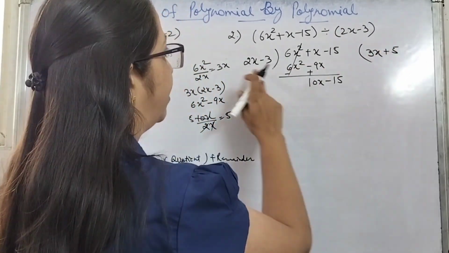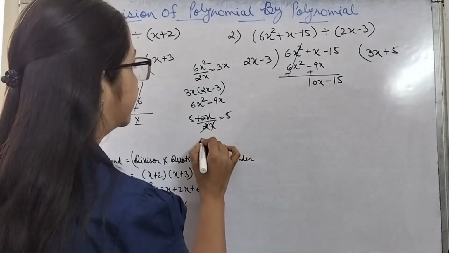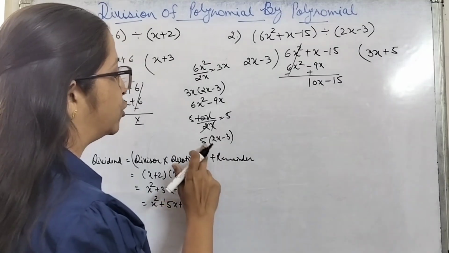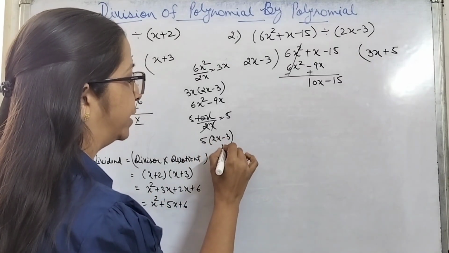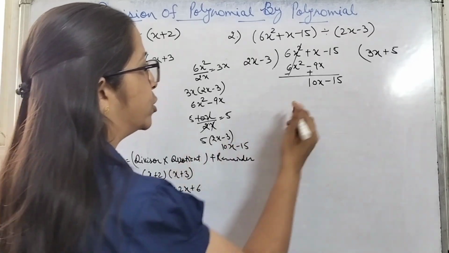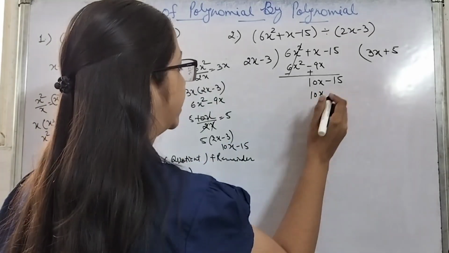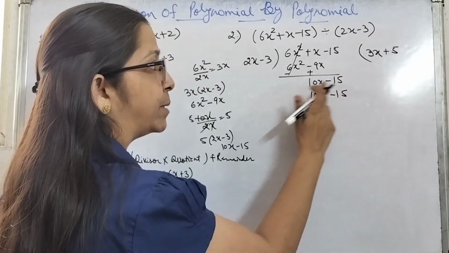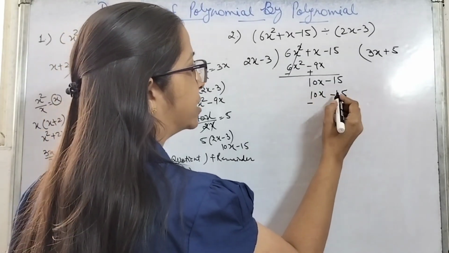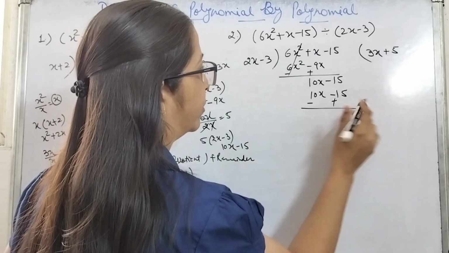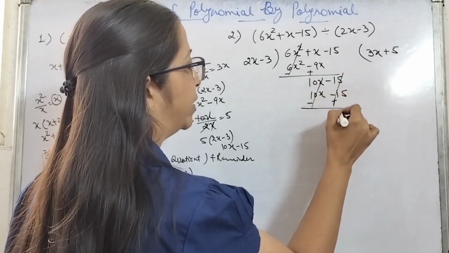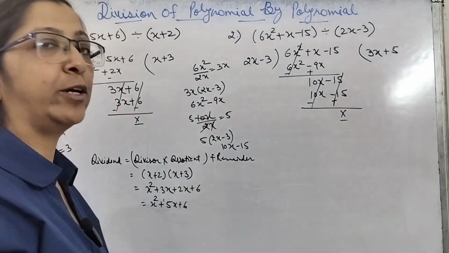Now this 5 will be multiplied by your divisor, that is 2x minus 3. If we multiply these two, 5 multiplied by 2x will be 10x. 5 multiplied by minus 3 will be minus 15. So it will be 10x minus 15. Again we will be subtracting this, so the sign will change. This positive 10x will change to negative. This negative 15 will change to positive. Plus 10x minus 10x cancel. Minus 15 plus 15 cancel. And the remainder will be 0.